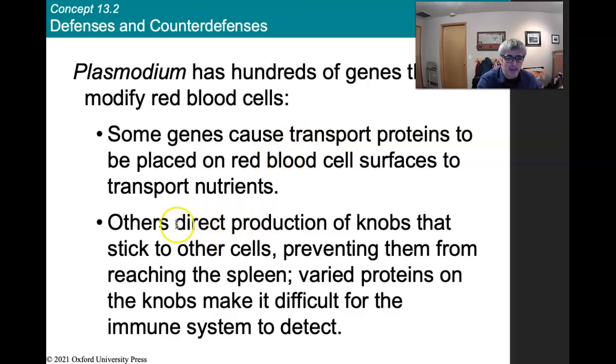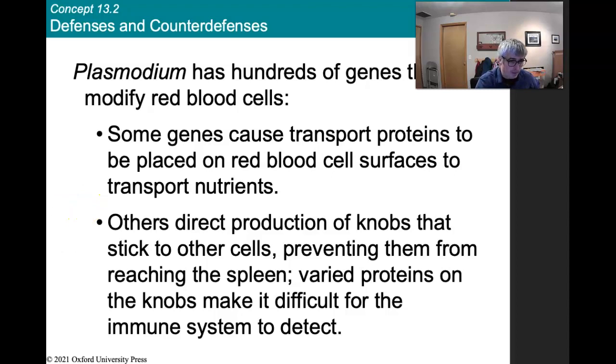And then others make these knobs that stick to other cells and prevent them from circulating. So they provide these knobs that will stick to a blood vessel and prevent them from going through the spleen, where they'd be cleaned out or killed. And so they're doing two things. One is they're adding their own machinery to the cell to bring in nutrients, and then they're adding knobs that'll make it stuck somewhere in the blood system so they won't be run through the spleen and detected and killed. Kind of interesting that they've developed this, but pretty interesting.